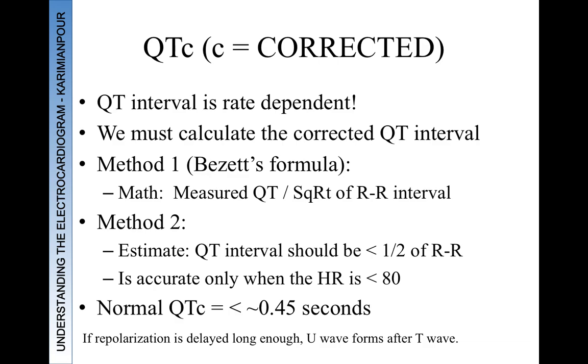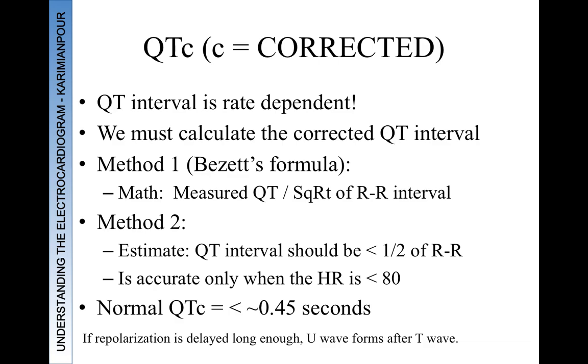So corrected QTc. The QT interval is obviously rate dependent. The faster the heart rate, the QT will look shorter. The slower the heart rate, it may look longer. So we have to correct the QTc for rate. There are two ways to do it. Method number one is using the Bazett formula to actually calculate the QTc. So that's typically the measured QT.